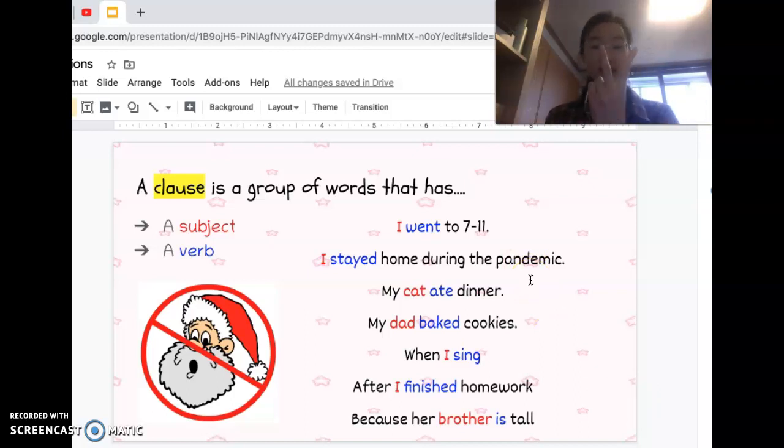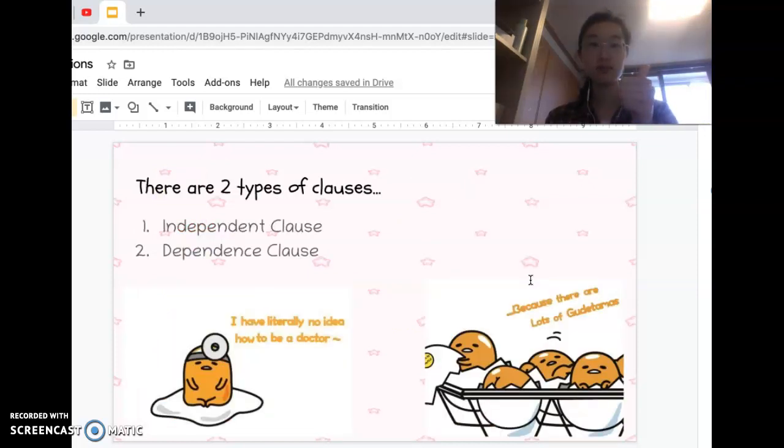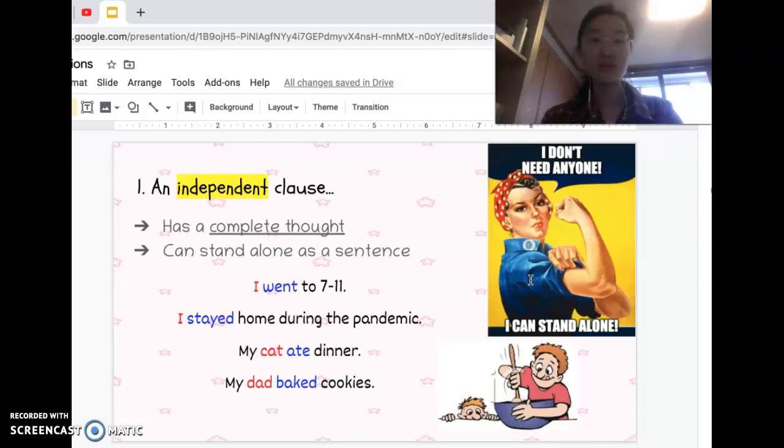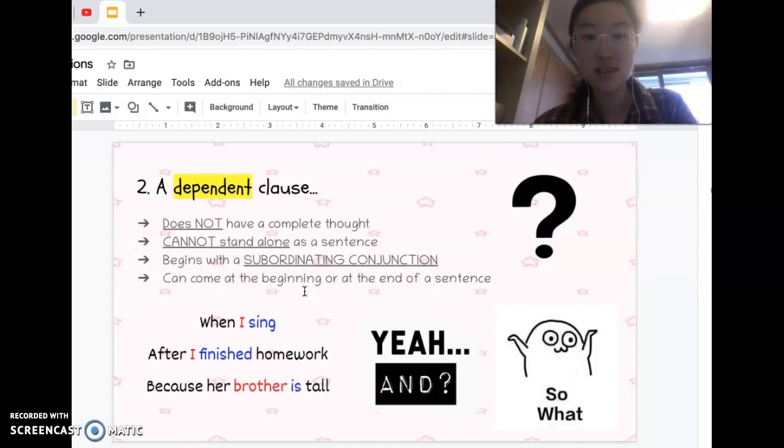Now, there are two different types of clauses, independent and dependent. Independent clauses don't need anybody. They can stand on their own, and they have a complete thought. For example, I went to 7-Eleven. I stayed home during the pandemic. My cat ate dinner. And my dad baked cookies. They're complete sentences, right? Can we agree on that? Yeah? So they're independent.